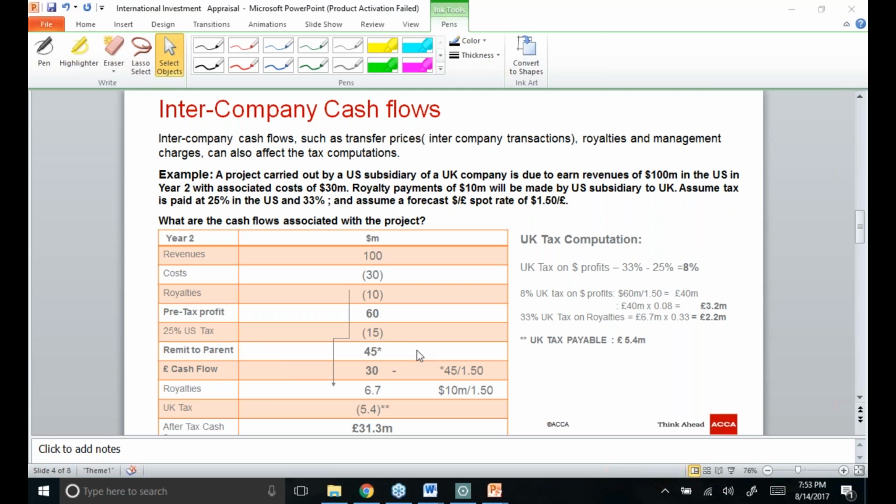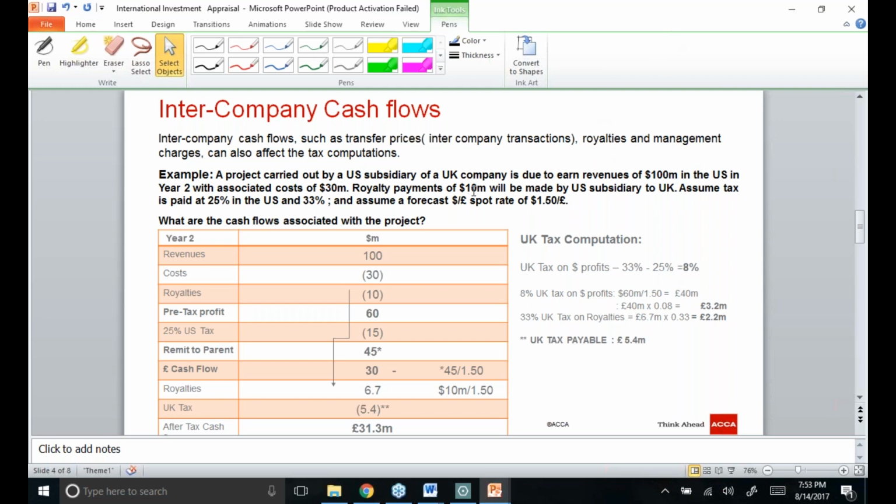Okay, there's a question: kindly explain gross company cash flows for the excess tax rate. We will cover that in the next example.